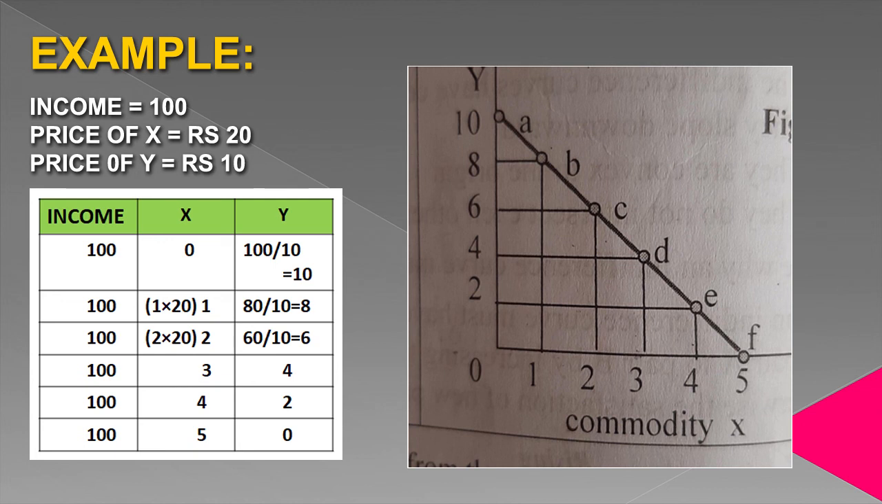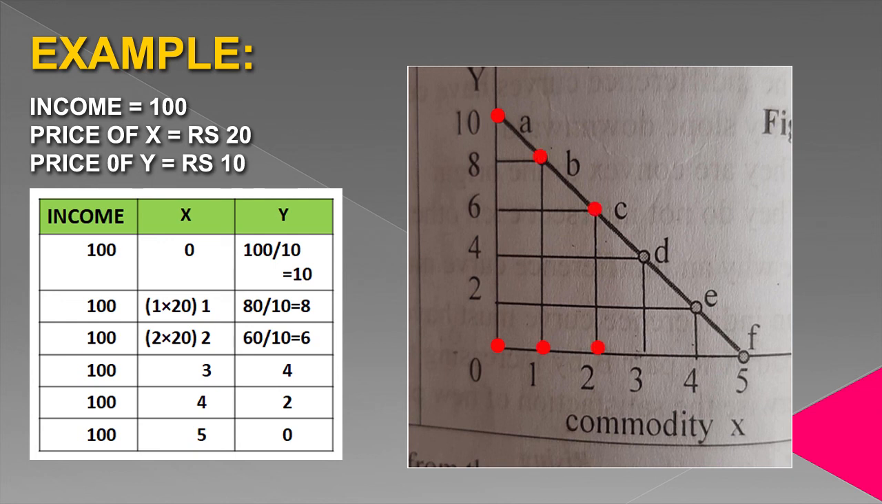When we plot these combinations in a graph, we get a line and that line will be known as the budget line. Here you can see commodity X is taken on the X-axis and commodity Y on the Y-axis. When he is buying no commodity X, or 0 X, he can get 10 units of Y. When he buys the first unit of X, his consumption of Y goes to 8.